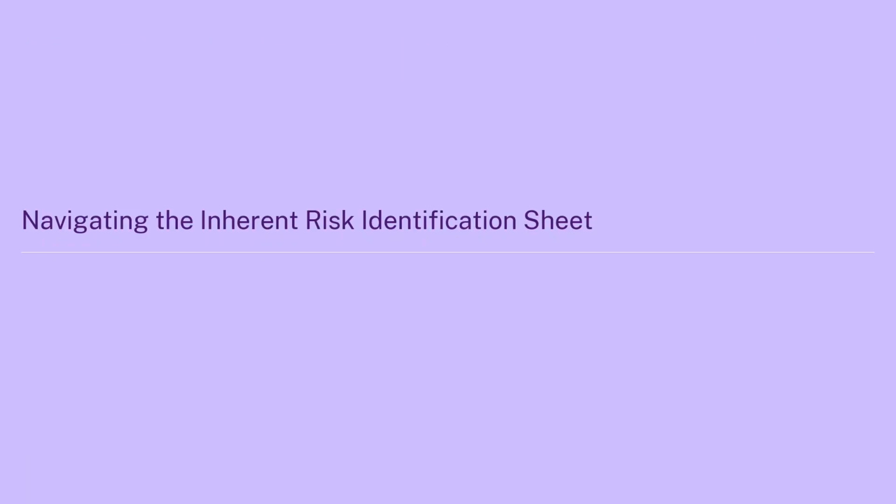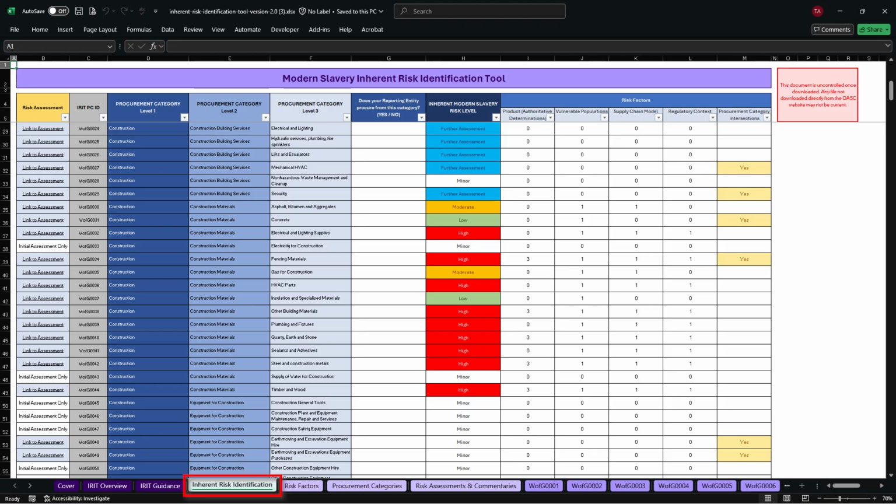Navigating the Inherent Risk Identification Sheet. The Inherent Risk Identification Sheet is marked in green in the tool and should be the starting point when assessing the inherent modern slavery risk of a procurement. Procurement categories shown from level 1 to 3 have been assigned an identifier. The inherent modern slavery risk for each category at level 3 is shown in column H, and the risk factors triggered to calculate the cumulative risk score and any identified procurement category intersections are shown in columns I to M.